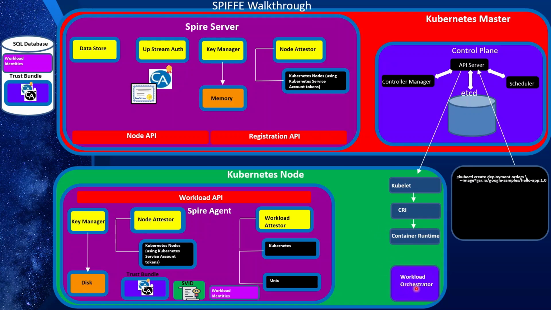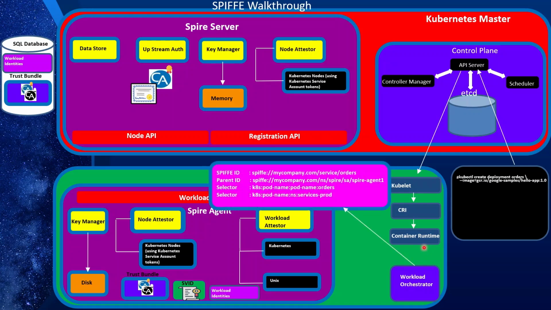In the meantime, the workload orchestrator gathers information about the pod that's being created and sends a request, basically creates some information about the pod. And this is the format. These two are mandatory, so SPIFFE ID, so it needs to generate a SPIFFE ID based on the information that it's got so far.